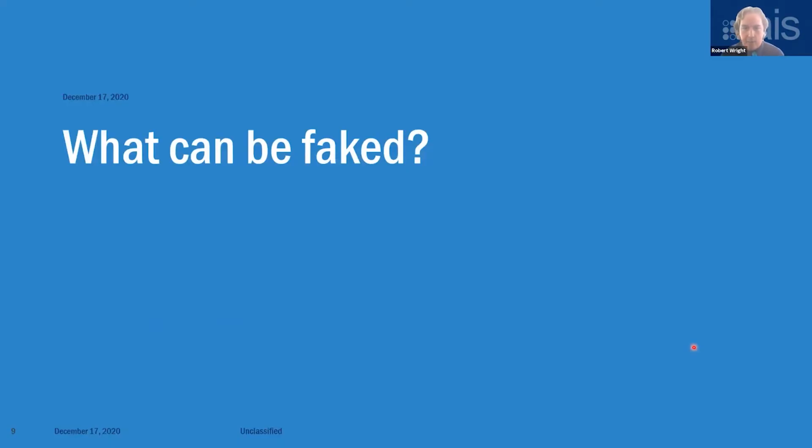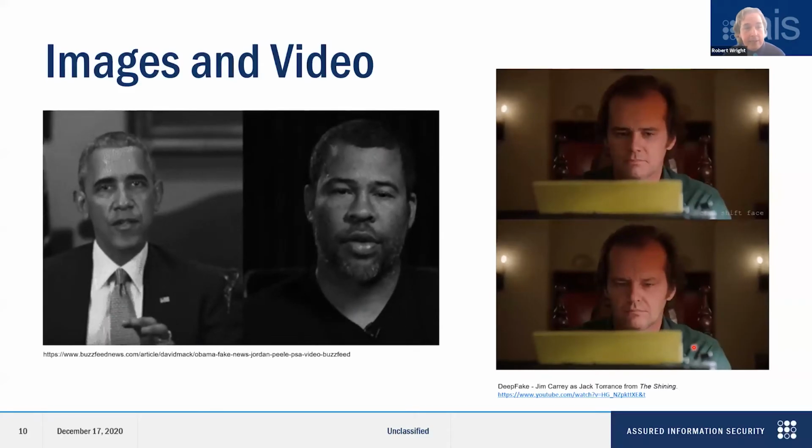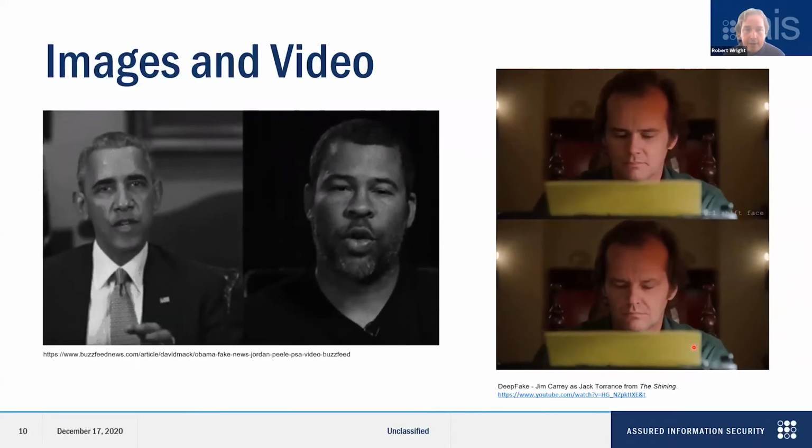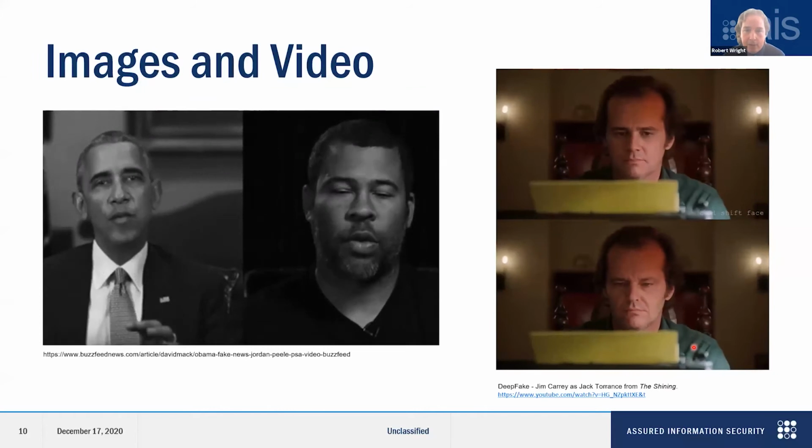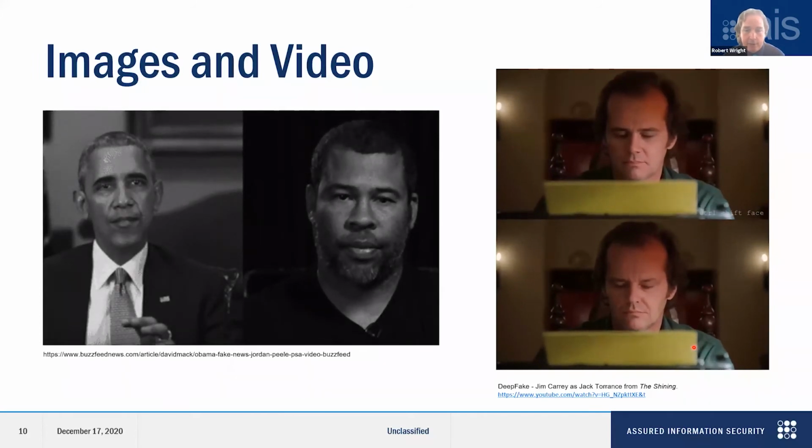So with that said, let's examine what can be faked with these powerful methods. And it'd probably be easier to say, well, what can't be faked? Because most things can be faked. Obviously, you'll see lots of examples of images and videos that can be done very, very convincingly.